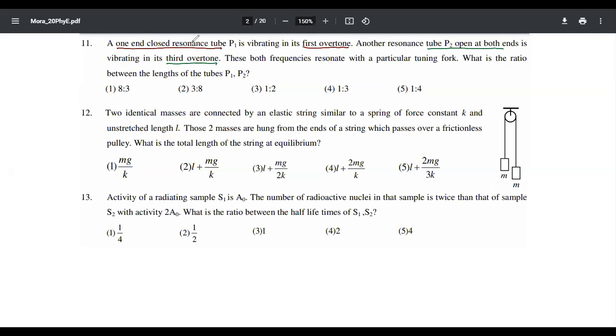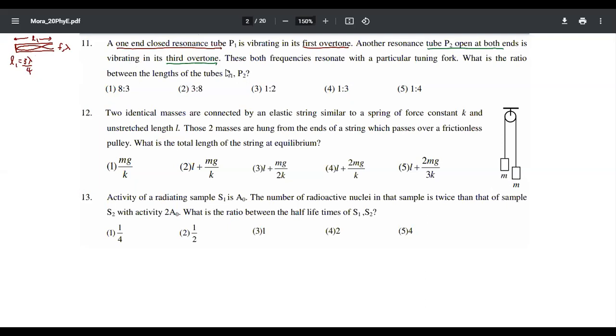Now they should be bread and butter. Closed tube, first overtone. So you will be drawing a rough diagram like this. Length is L1 and same frequency, so they should have the same wavelength as well, because the speed will be the same. This is the first overtone. What is the equation here? L1 is equal to 3 lambda by 4.